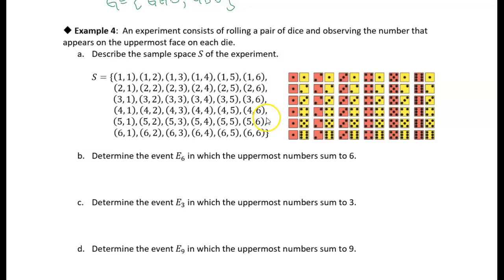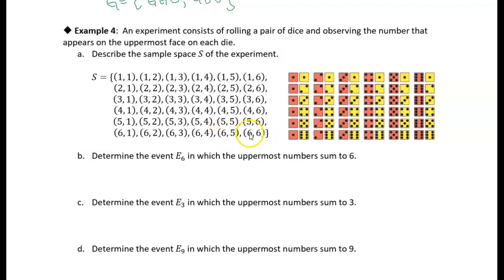All right, in example 4, the experiment consists of rolling a pair of dice and observing the number that appears uppermost on each die. Okay, so we're going to look at all of the different possible outcomes. Now, one thing that's interesting is you might think, well, the order doesn't matter. But I will tell you, with dice rolls, it's better to consider order mattering because then we have equally likely events. Okay, so what you'll see when we do these dice rolling problems is that we consider order to matter. And the main reason is it just makes the probability easier because then you have equally likely outcomes.